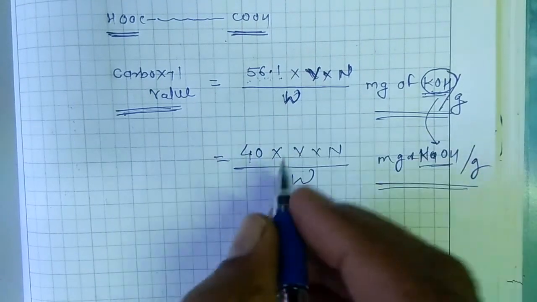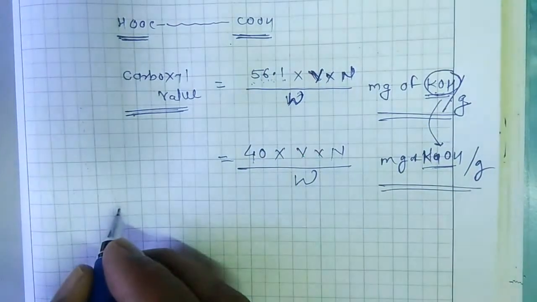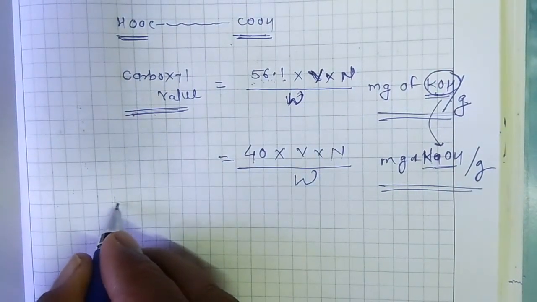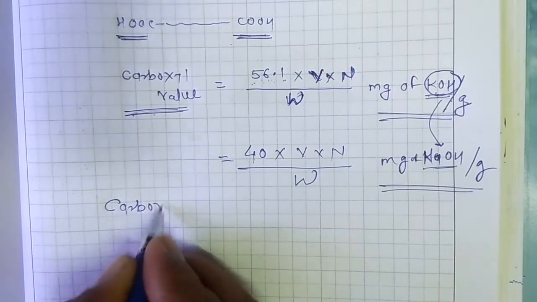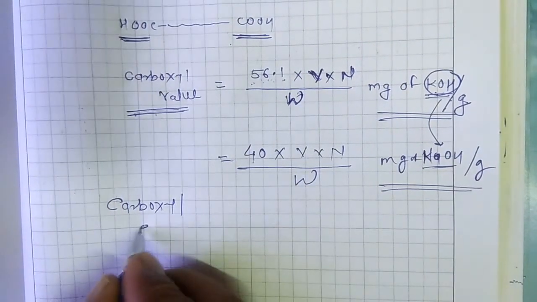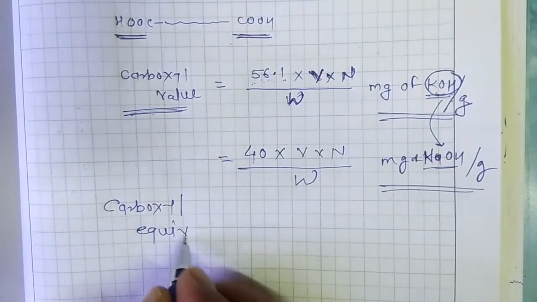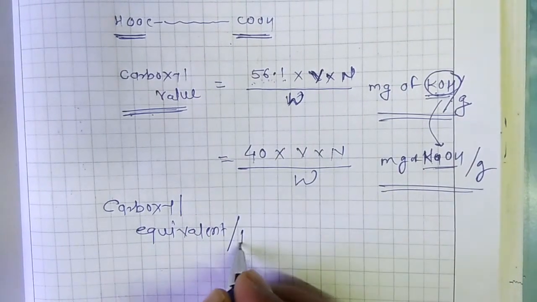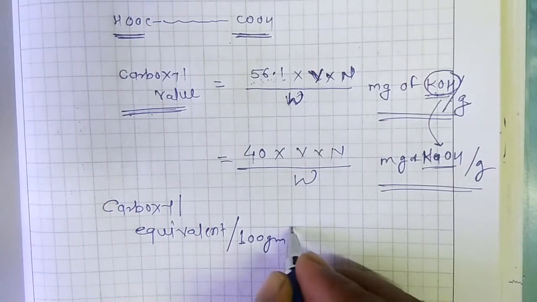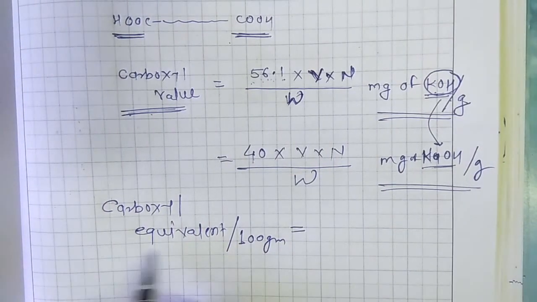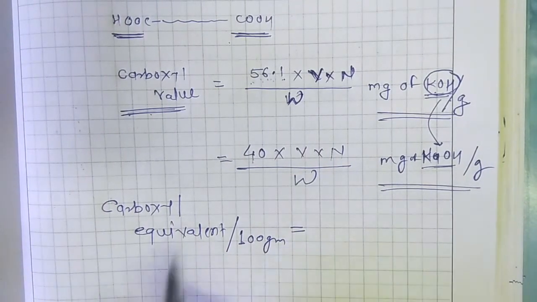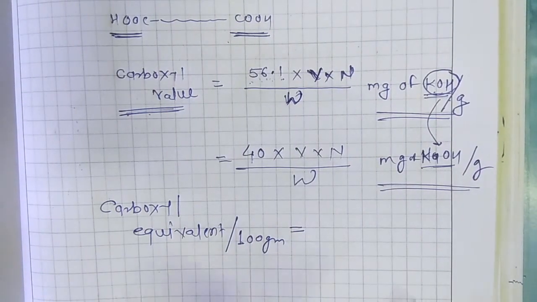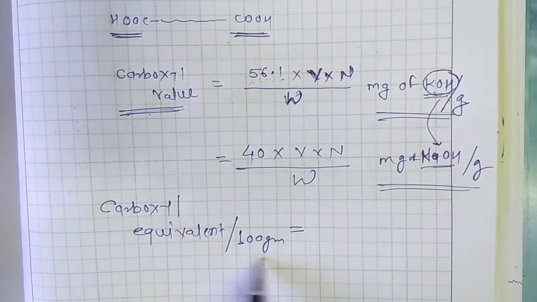Okay, then this value is expressed in terms of the carboxyl equivalent per 100 gram. Because this value is needed in the previous formula, Mn bar is equal to the functionality divided by the functional group equivalent. That's why we require this value.